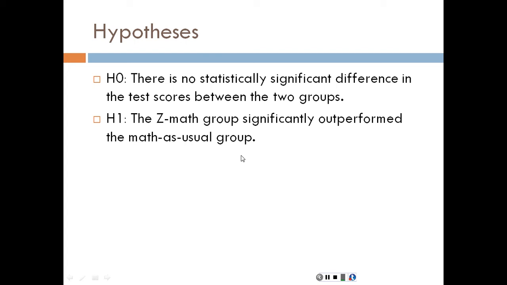So of course there is no finite formula that you have to follow when writing your hypotheses. It just has to make sense. So in this case, the alternative said they significantly outperformed, but we can also say there are significant differences in the test scores between the two groups.